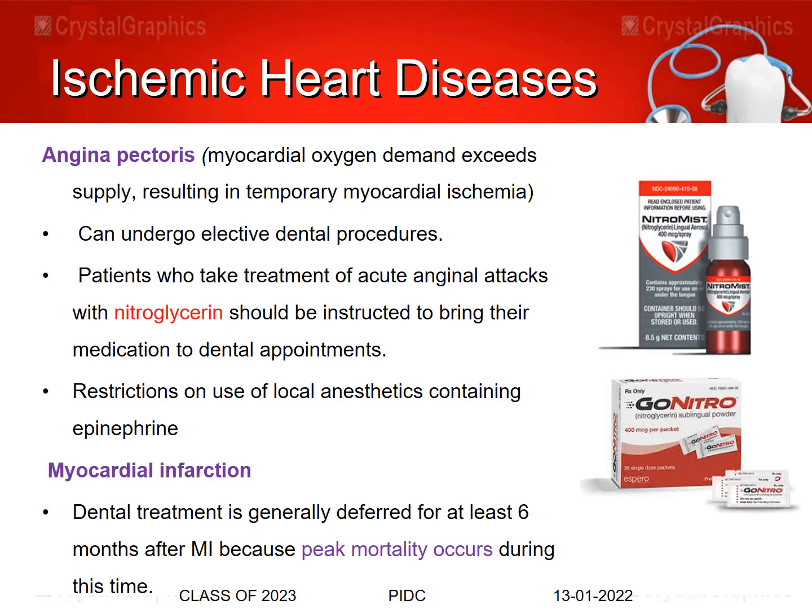Next, coming on to ischemic heart disease. One of the main problems of people with ischemic heart disease is angina pectoris. Here the myocardial oxygen demand exceeds the supply, and therefore this results in temporary myocardial ischemia. These people can undergo elective dental procedures, but they should always have nitroglycerin by their side. They should be instructed to bring the nitroglycerin to all the dental appointments. There are restrictions on the use of local anesthetics containing epinephrine.